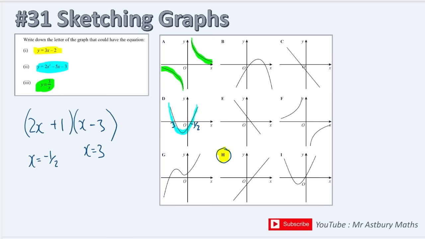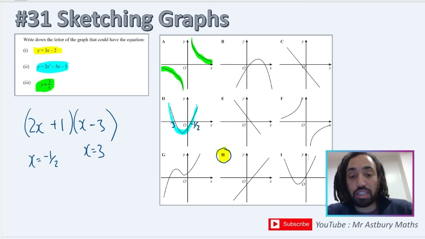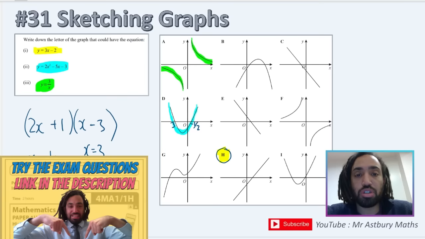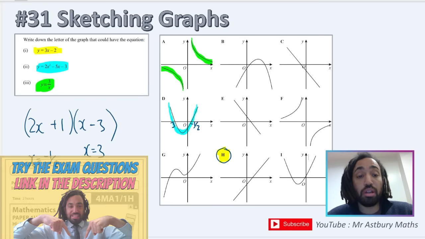And we are done. Okay, try the exam questions. There are some tricky ones on there where you need to rearrange some algebraic equations and then plot a particular line in order to solve them. Those are really quite challenging, so give those a go.